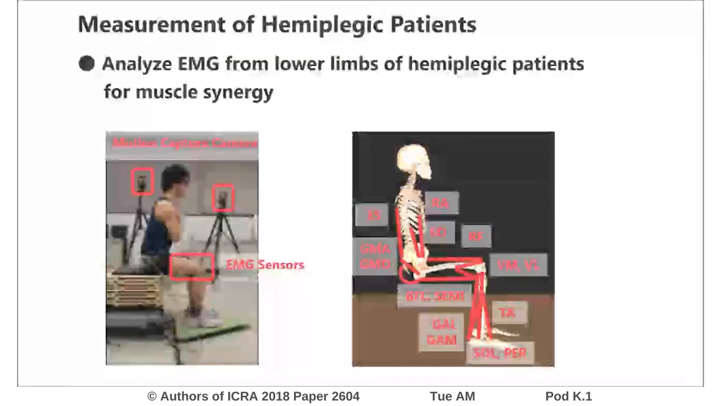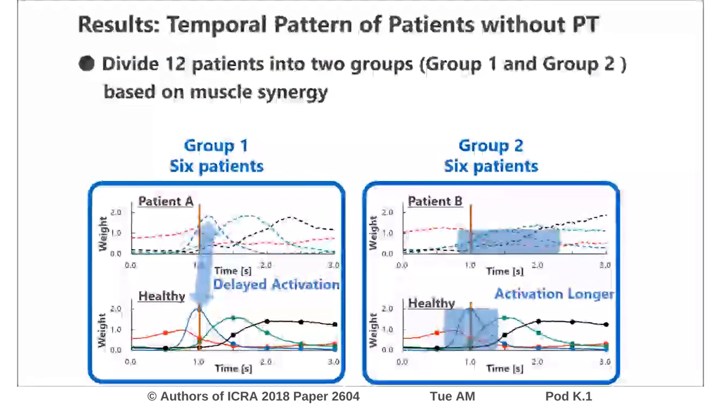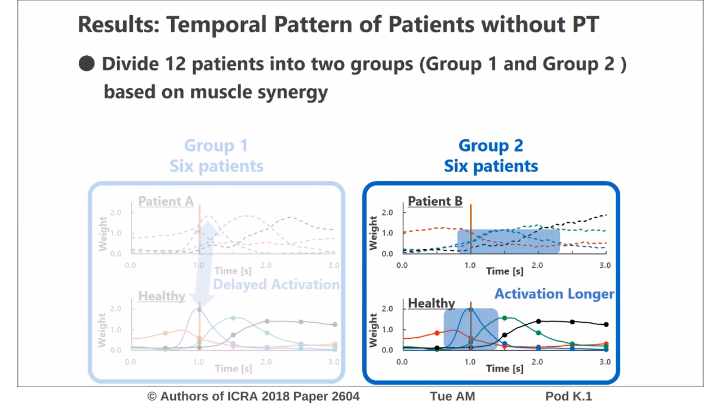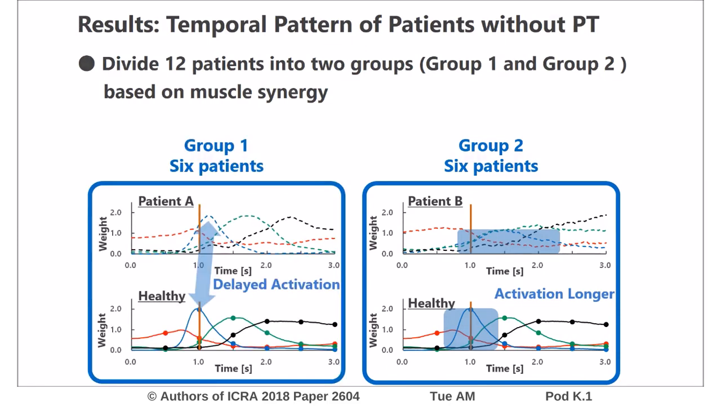We analyzed EMG from the lower limbs of hemiplegic patients for muscle synergy. We divided 12 patients into 2 groups based on muscle synergy. In Group 1, muscle synergy 2 was activated later than that of the healthy elderly. In Group 2, the activation duration of synergy 2 was longer than that of the healthy elderly.